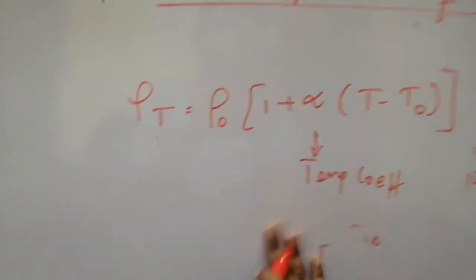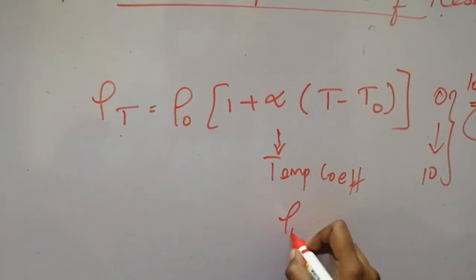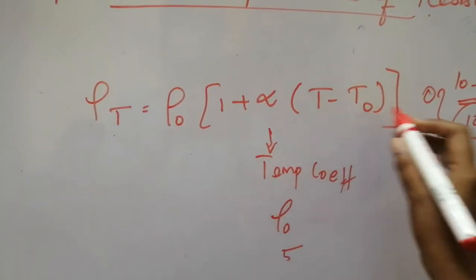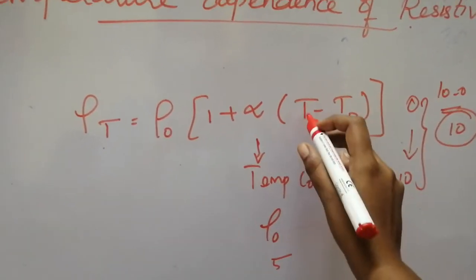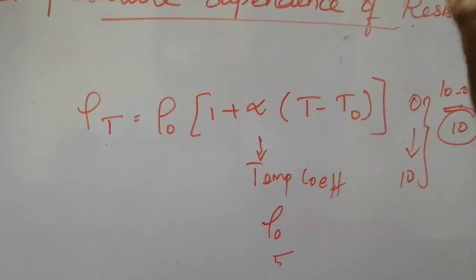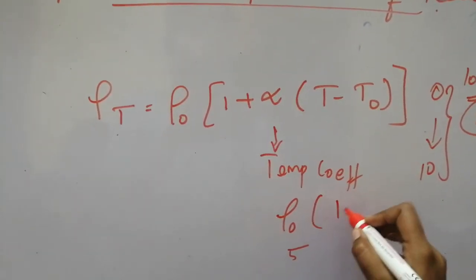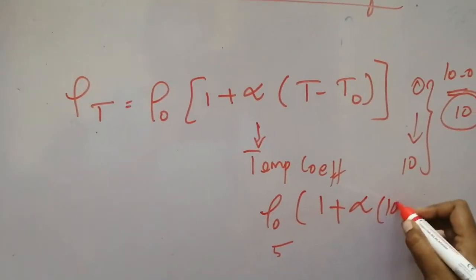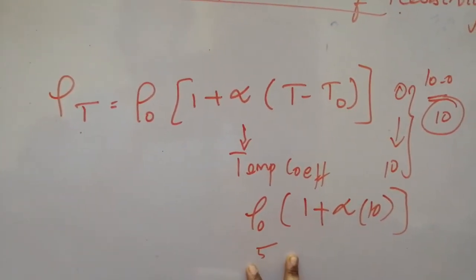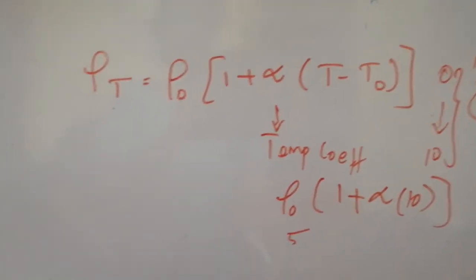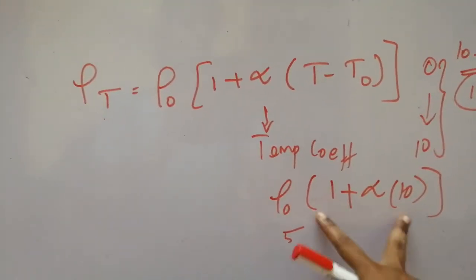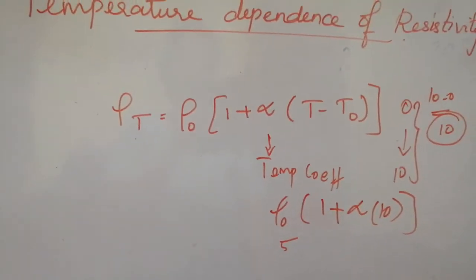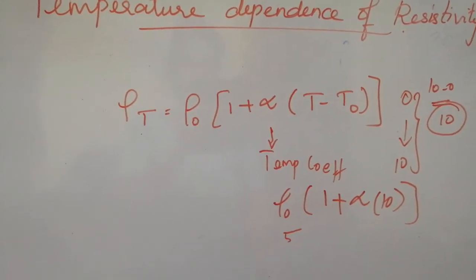Okay, so initially when you have some resistivity, say for example 5, and the temperature has been increased from 0 to 10, then this temperature difference is 10, then it would be 1 plus alpha, the coefficient we have to find, into 10. Okay, so if the resistivity is initially 5, this would have been increased to this much value. Multiplying this with the temperature difference value, that much value would have been increased for the resistivity.